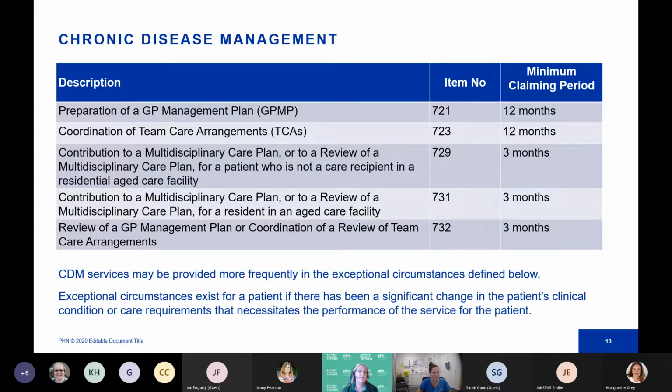This chart here will just give you an overview of what falls under chronic disease management. You've got your GP management plans and your team care arrangements, which encompass your care plan. They can be claimed every 12 months. Then you have your contribution to care plans, whether it's in a residential aged care facility or not, and they can be reviewed every 3 months. And then you have your standard review of your GP management plan or your contribution to the coordination of your team care arrangement. That can also be done every 3 months, a minimum of 3 months. There are exceptional circumstances if a patient does require it outside that time frame, but you just do need to annotate that in your billings.